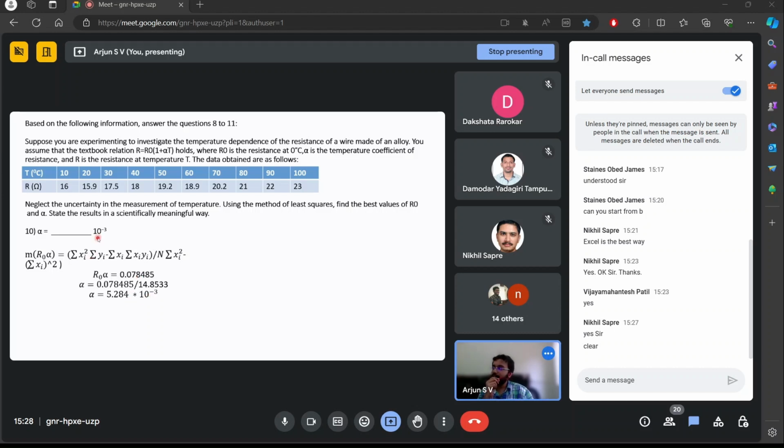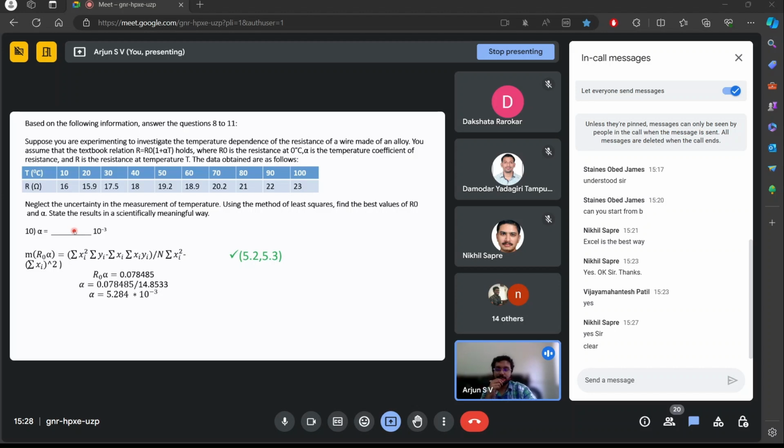But they have already kept 10 power minus 3. So in the answer box you need only type 5.284 or 5.28, because they are asking 2 decimal places. So any value from 5.20 to 5.30 will be a good range.